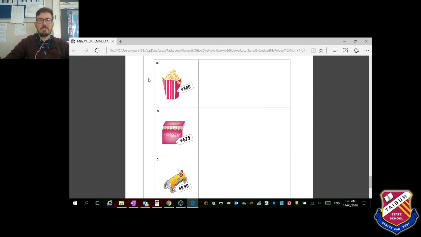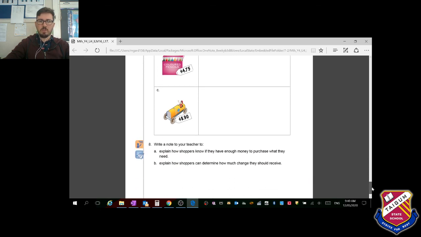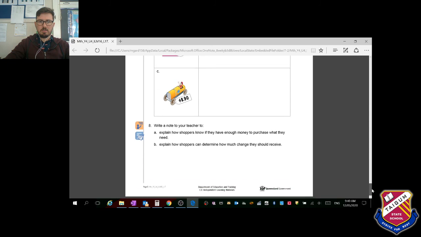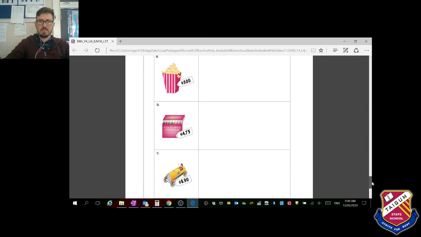So if you've got $10 and you bought something for $3, how are you going to work out the change? Same with B, same with C. I want you to work through those. And then you're basically done.